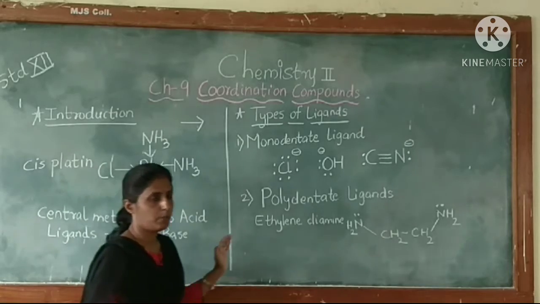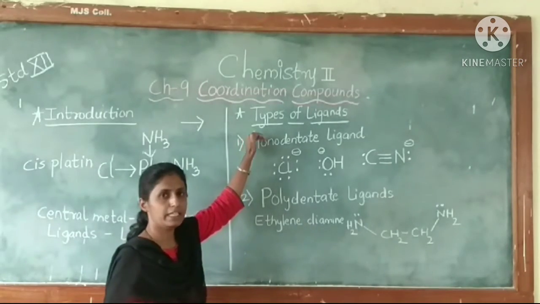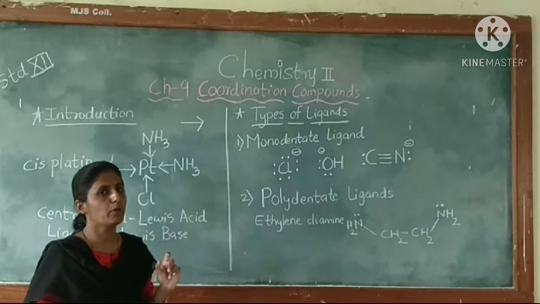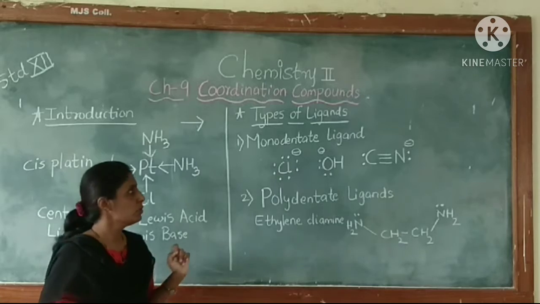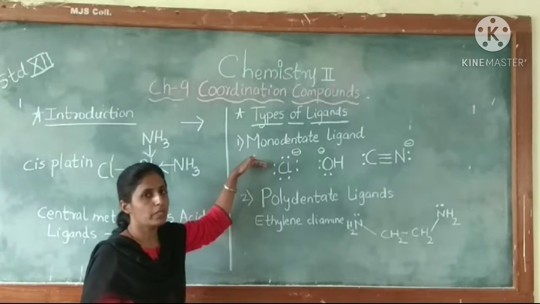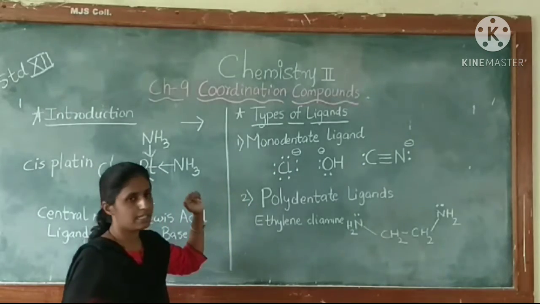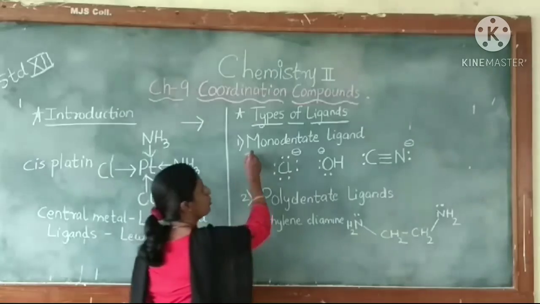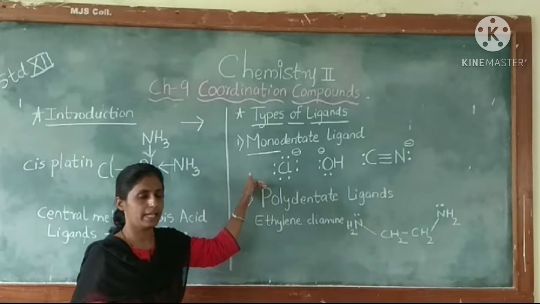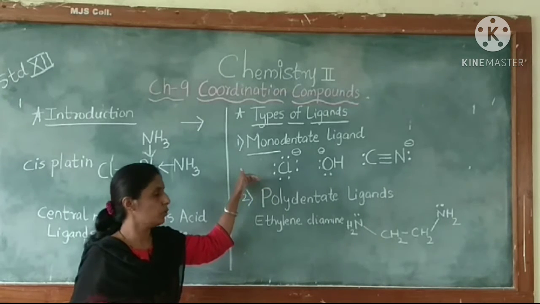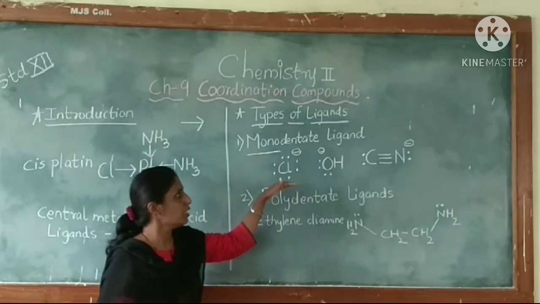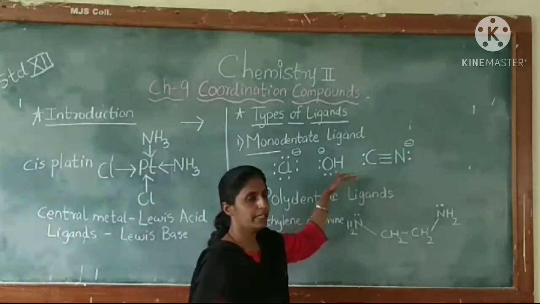Let's move on to the next topic, that is the types of ligands. Now ligands are classified based on the number of donor atoms they have. So there are 3 types of ligands. The first one is the monodentate ligand. As the name suggests, mono means single. So this ligand has a single donor atom which can donate a lone pair to form a coordinate bond with the central metal atom.